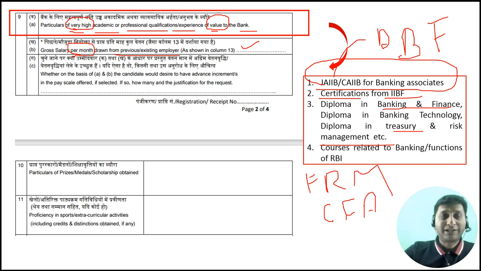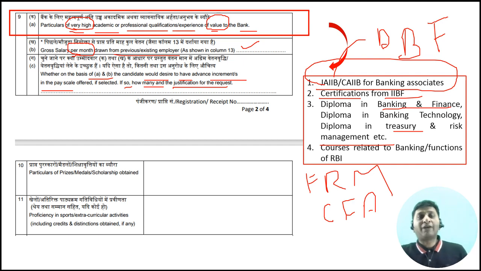And then point C is whether on the basis of A and B, the candidate would desire to have an advance increment in the pay scale offered. If so, how many and the justification for the request. So say you have very high academic qualification, which is of value to the bank, and you were drawing higher salary prior to joining RBI. But you want to join RBI because it's not only about money. You want other things in life, you want to serve the country. That's why you're joining RBI.